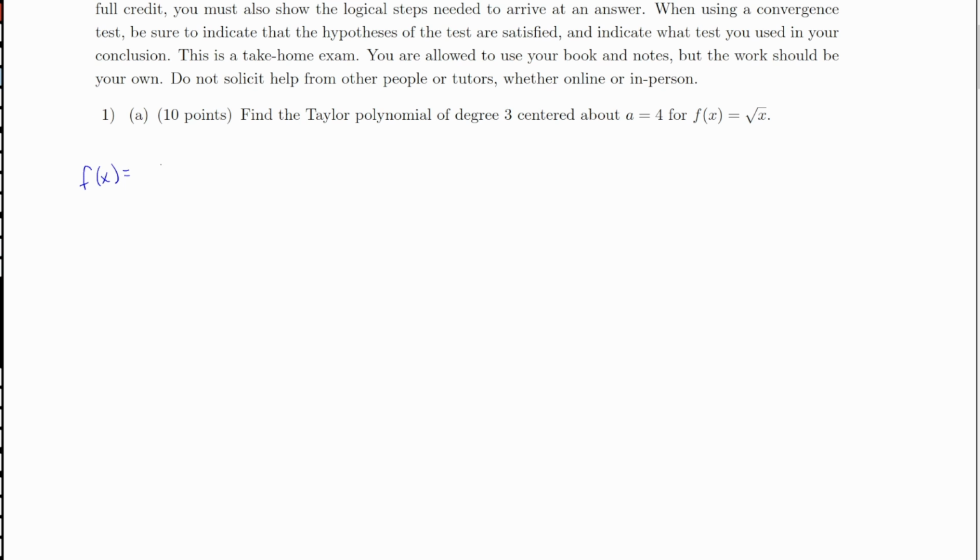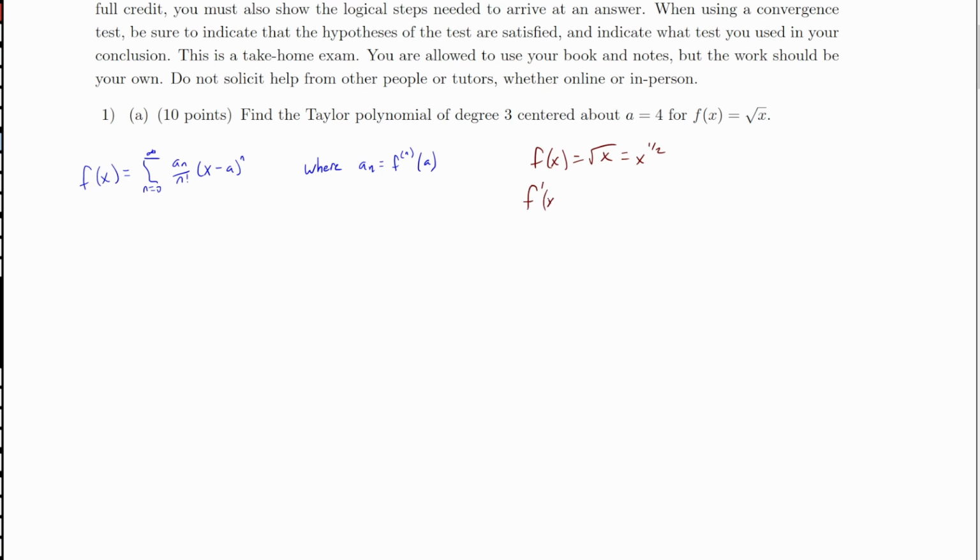So Taylor's formula says that we can write a function f of x as the sum from 0 to infinity of a_n over n factorial times (x minus a) to the n, where the a_n's are the nth derivative of the function evaluated at a. So in this example, our function f of x is root x, which we can write as x to the half.